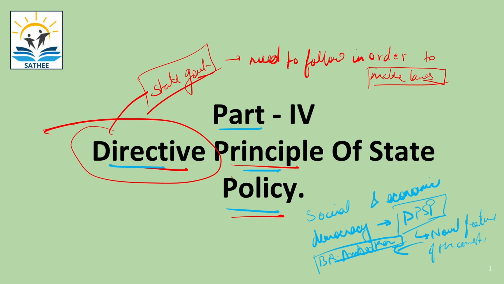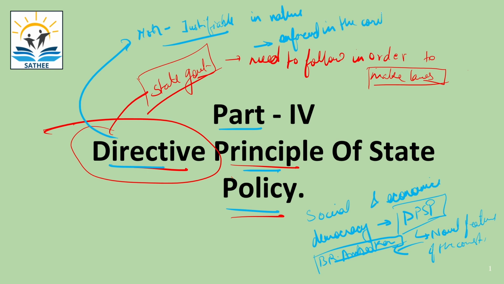and perhaps the most important thing we need to remember about directive principles of state policy is that they are non-justifiable in nature. What does that mean? When we say non-justifiable in nature, it means that they cannot be enforced in a court of law.